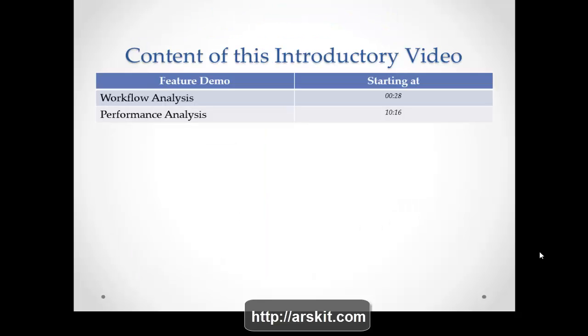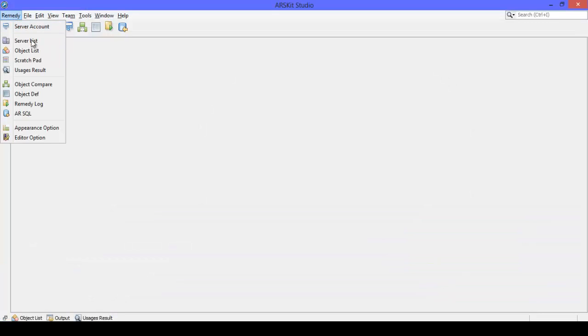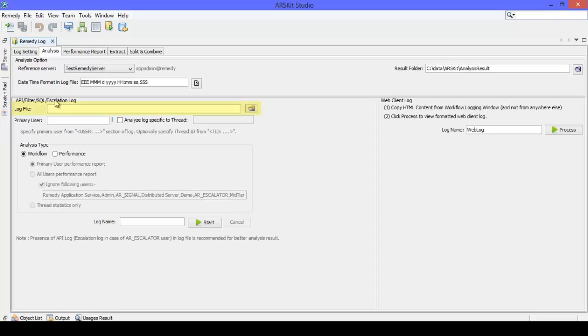In the first example, we will perform workflow analysis of an incident creation activity. Select the server-side log file. Specify the primary user for which the processing is required, and select the type. Specify the reference server, from which the analysis will take additional information. For now, select the workflow option for workflow log analysis.